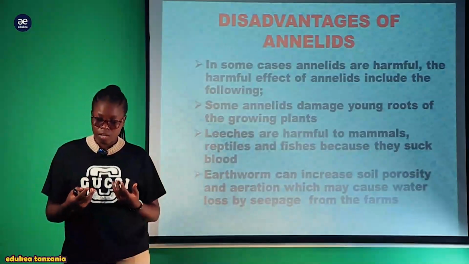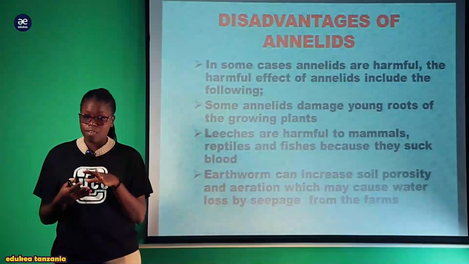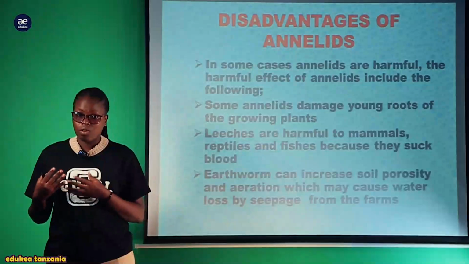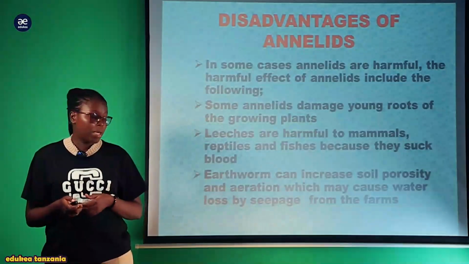Leeches are blood-sucking organisms. So as they penetrate or enter into the body of an organism, they are very harmful. They can cause excessive bleeding and anemia.